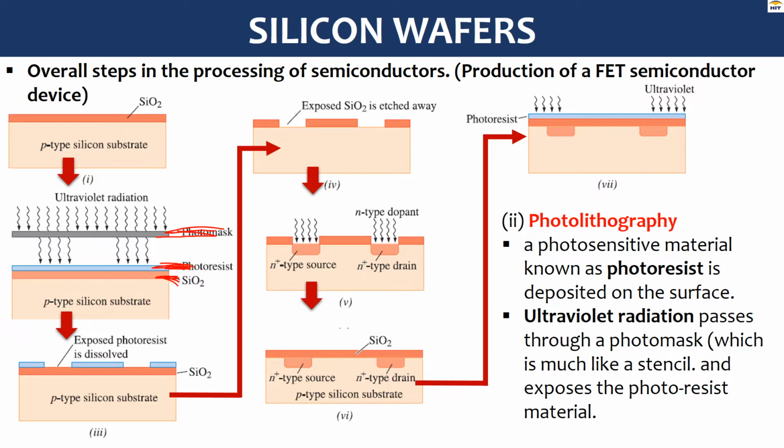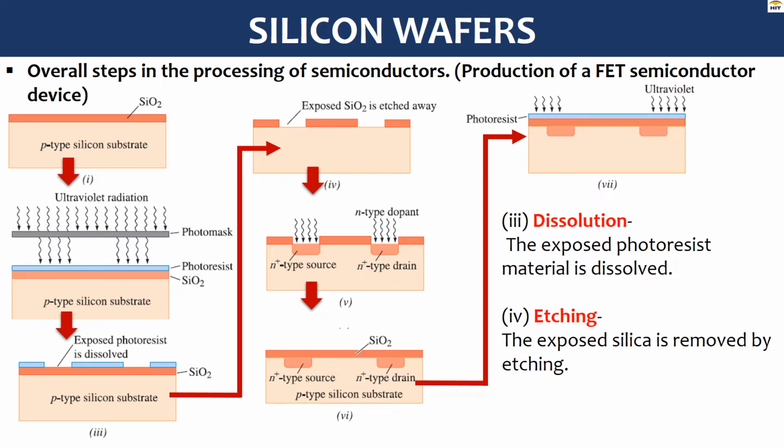So it might have some very small square openings that will be utilized in the following stages. On this photomask, you then allow some ultraviolet radiation to pass through. Where there are openings, the ultraviolet will pass through, and where there are no openings, the photomask will hold the ultraviolet radiation.